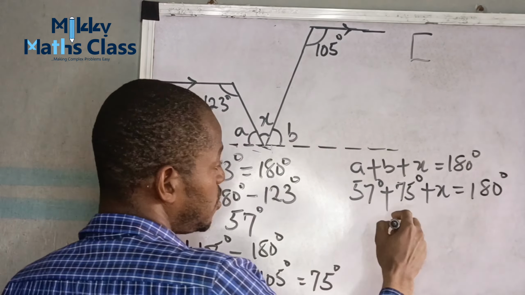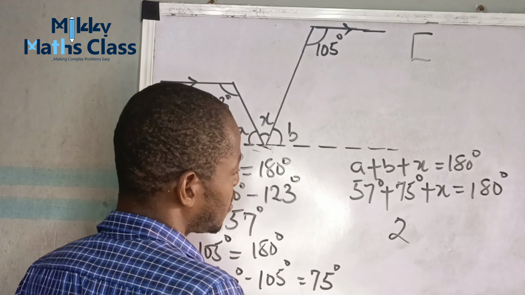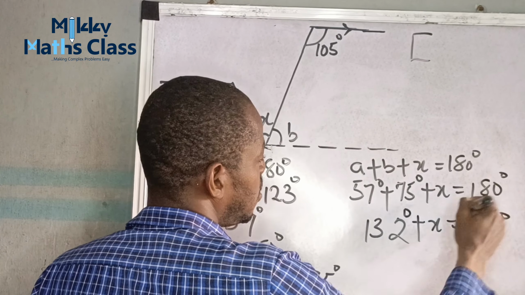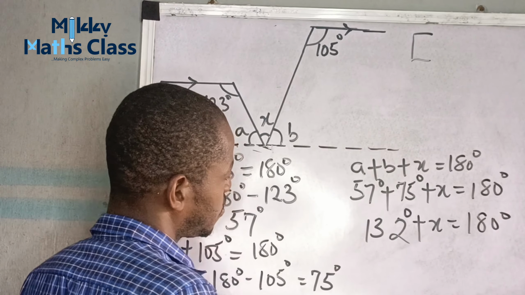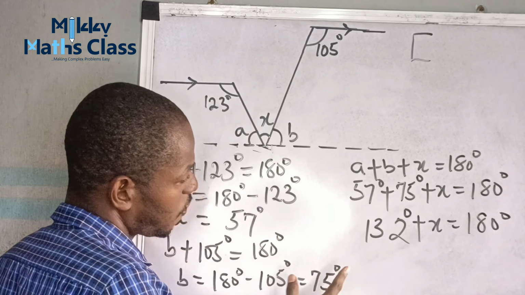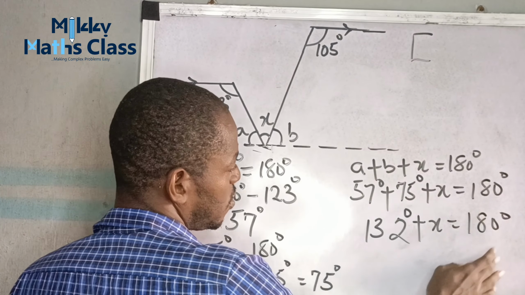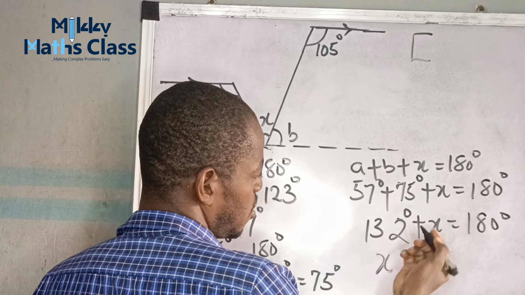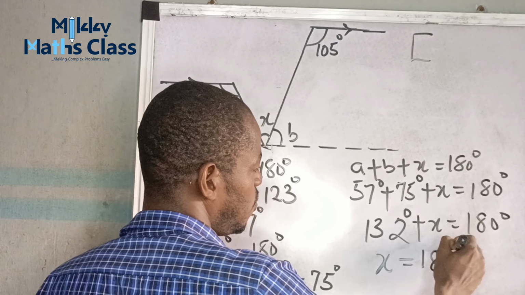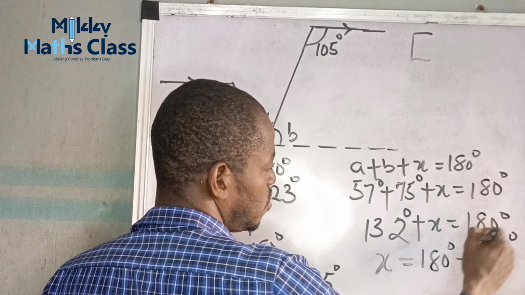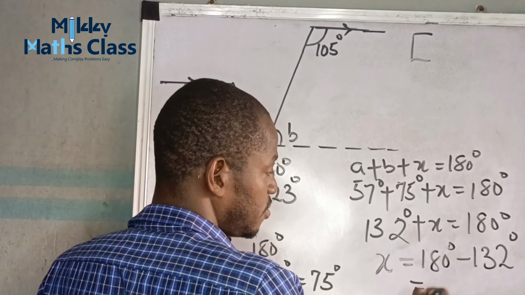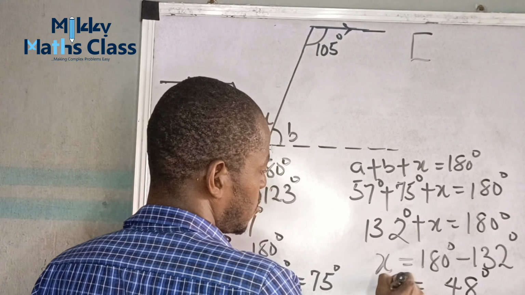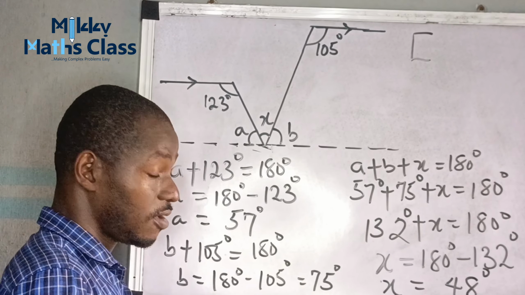So let's add. 57 plus 75 is 132 degrees, plus x is equal to 180 degrees. So the next thing we do to find our x is take this to this side. We are not actually taking, we are subtracting. Subtract 132 from both sides. So our x will be equal to 180 degrees minus 132 degrees. This will give us 48. So our x is 48 degrees.